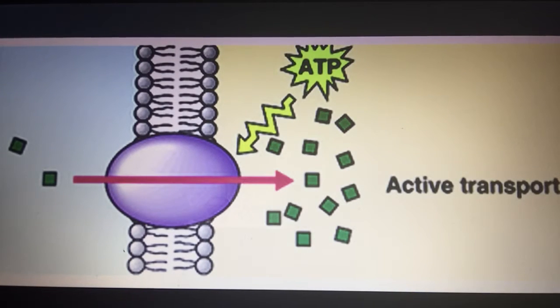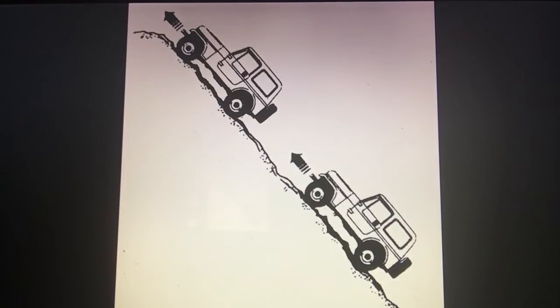Active transport requires energy, usually in the form of ATP, because in active transport we are moving molecules from an area of low concentration to an area of high concentration. Remember the example of the car driving uphill and downhill? This is the uphill portion, whereas passive transport is the downhill portion.